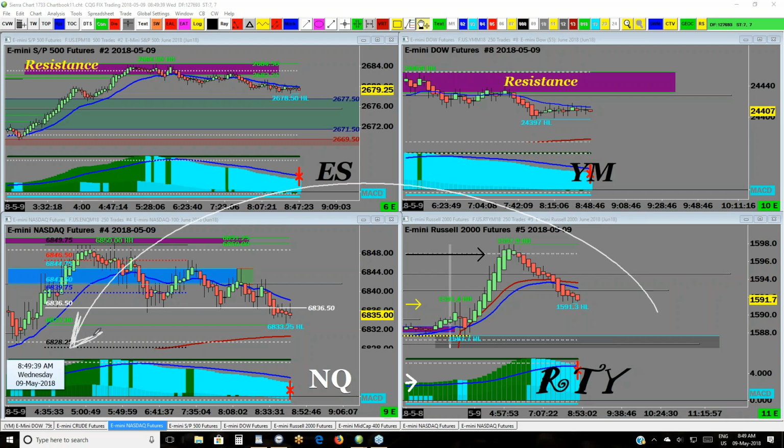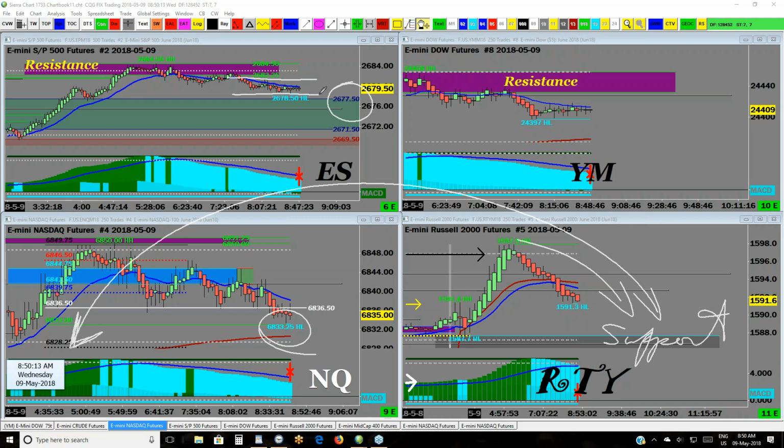Time of day here at 8:49, almost 8:50 a.m. Eastern time. Looking for this RTY to move to the downside here and come into this support. And still looking for that extra tick here on the NQ. Looking for the olive box on ES. Pretty much sideways here. We'll look for continuation this direction.